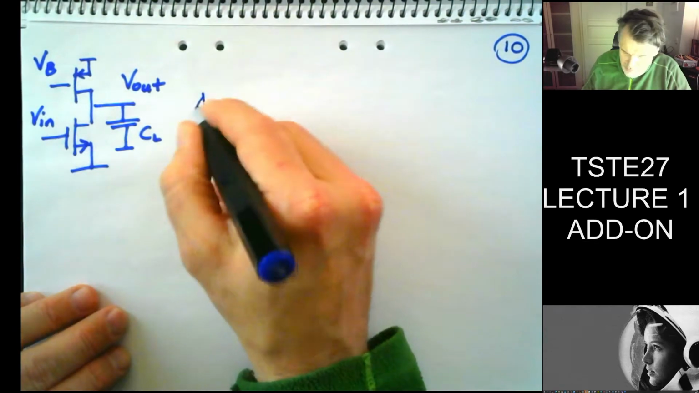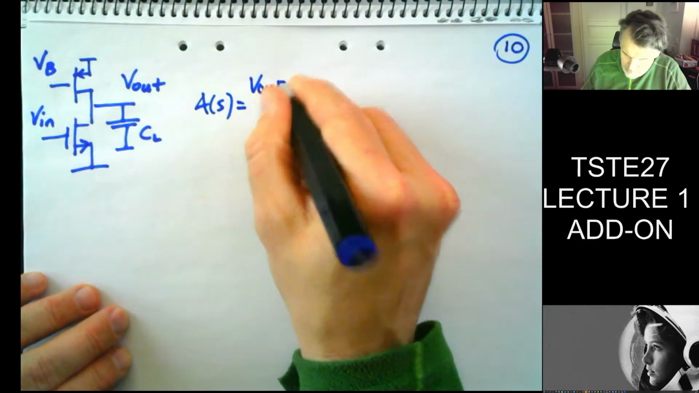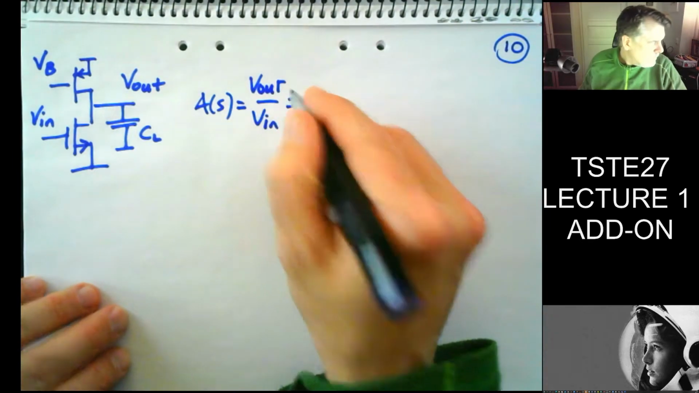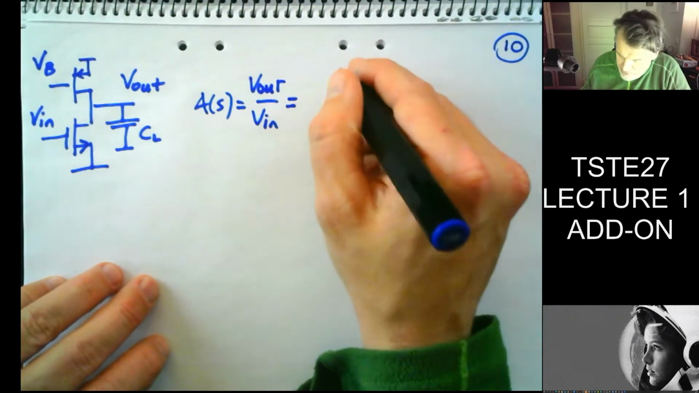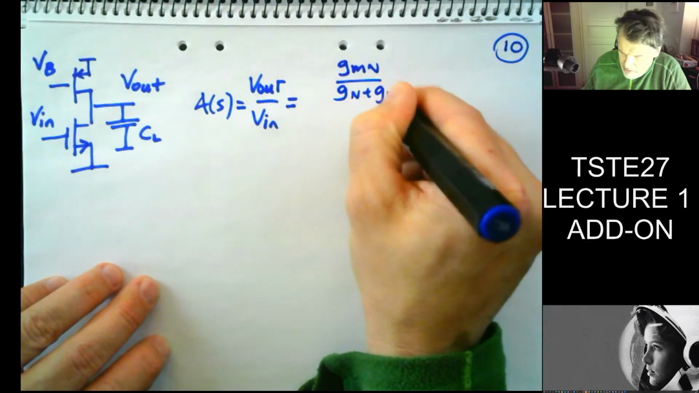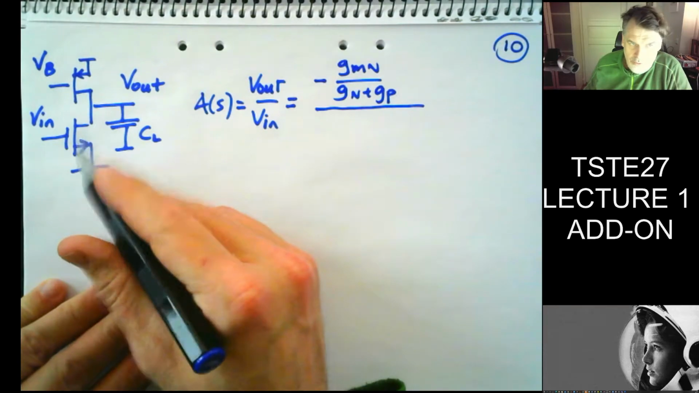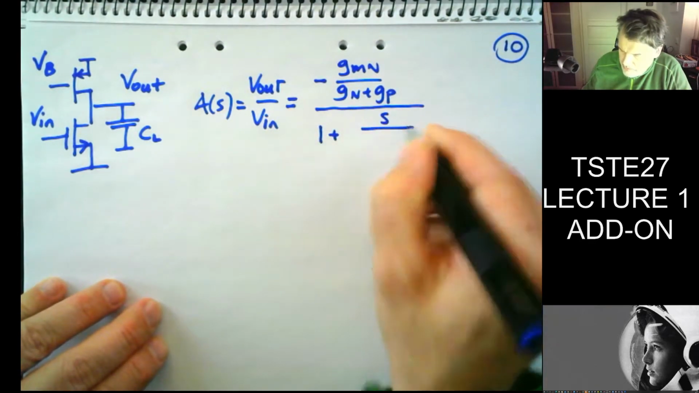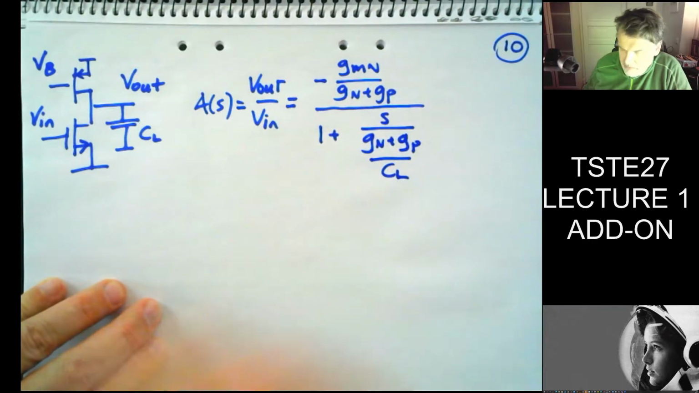eventually we came up with A of S equal to V out over V in of S, if we like. And we found this expression here, which was GMN divided by GN plus GP, and then we had a minus because it's a common source which inverts the output. And then we have 1 plus S over GN plus GP over CL.